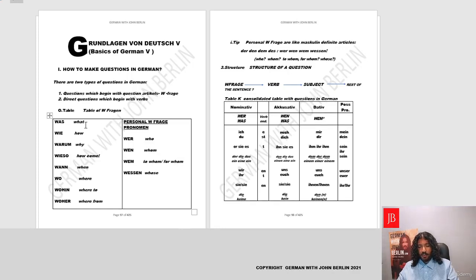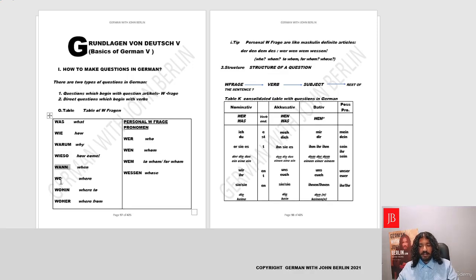So here we have a list of some question articles, yes, and let's have a look and let's learn how to make these questions. First is was. Was means what. Perfect. Then we have wie, like wie geht es dir? How's it going for you? How. Yes. Warum? Why? Warum bist du spät? Why are you late? Wieso? Wieso is like element of surprise. How come? Wieso ist er da? How come is he there?